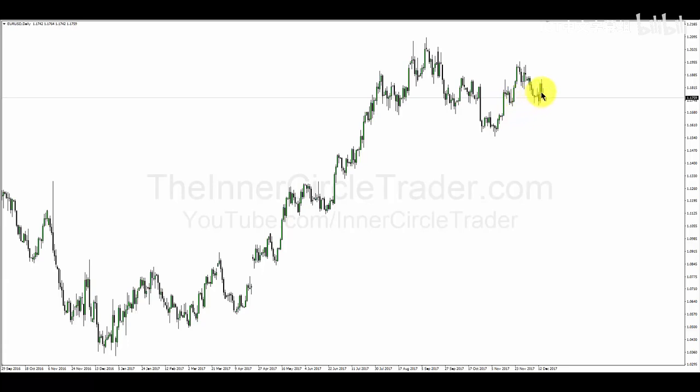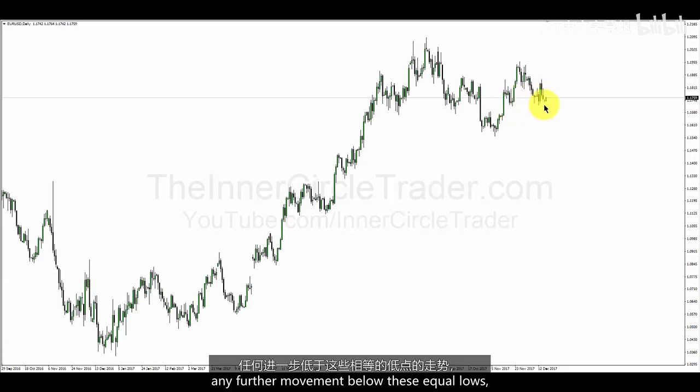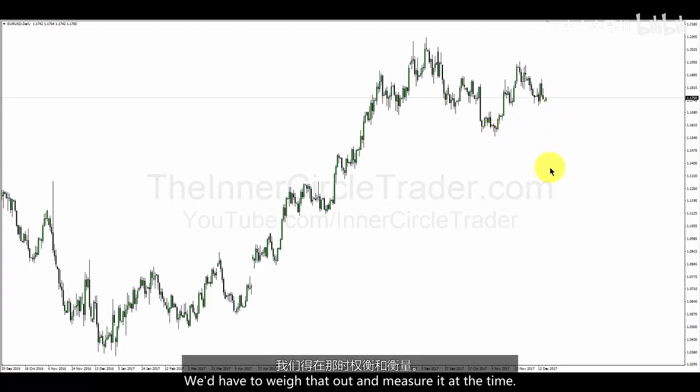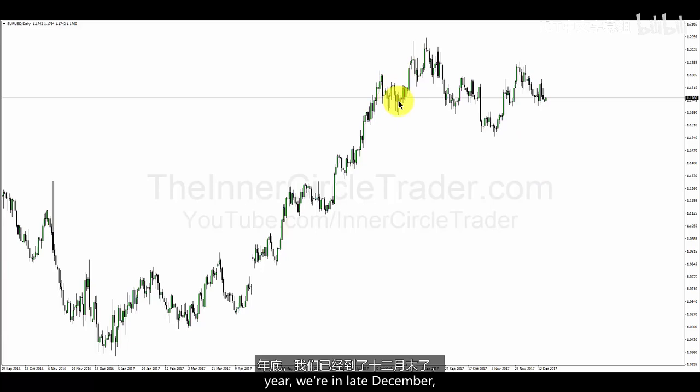Okay, so any further movement below these equal lows, I would see that as momentum building to make an attempt to get below these lows here. Now, how much further below that, we'd have to weigh that out and measure it at the time. But for now, I would anticipate, because of the time of year, we're in late December, the market's already moved, we're kind of long in the tooth, if you will, for that move. It would be reasonable or healthy to expect it to have some measure of retracement.